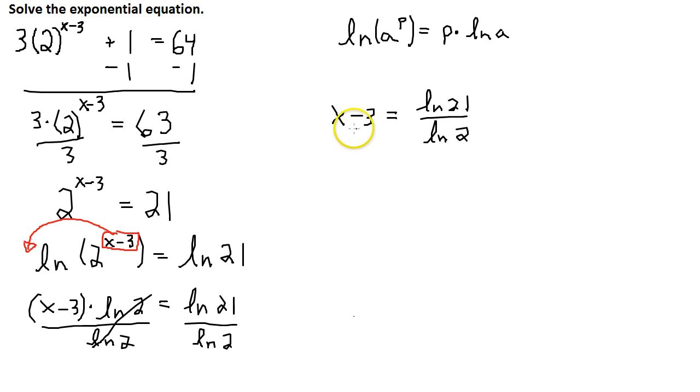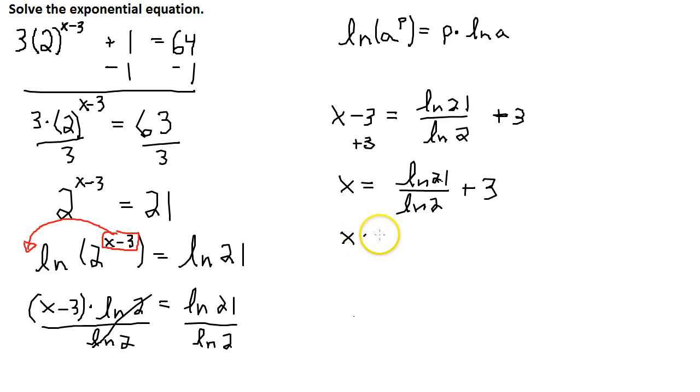And so we need x, and we'll just add 3 to both sides. Okay, so this is some number, and we'll just add 3 to it. And we'll have what x is. So x is equal to the ln of 21 divided by the ln of 2, and then we take that number and we add 3 to it. And if the question asks for some decimal approximation to this, then we can go to a calculator and get that.